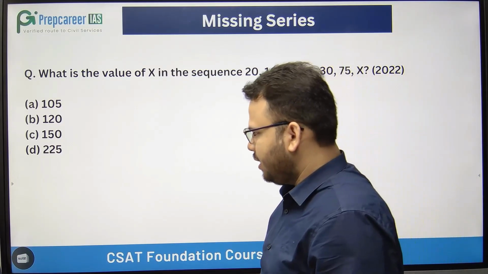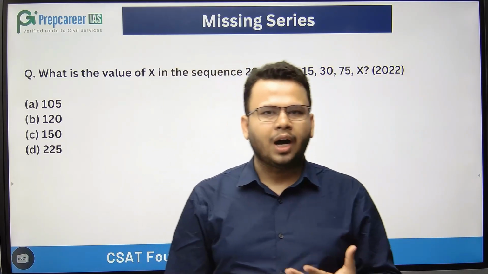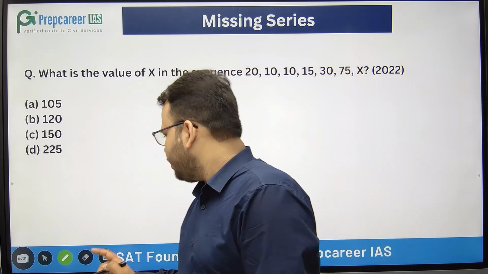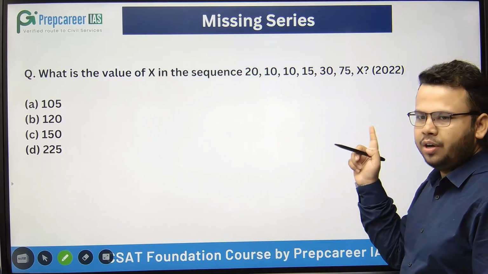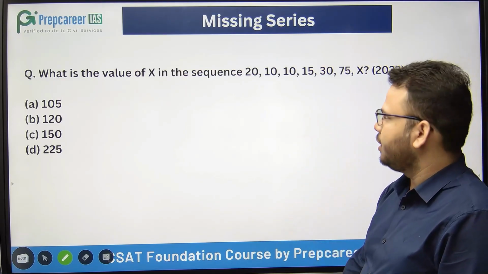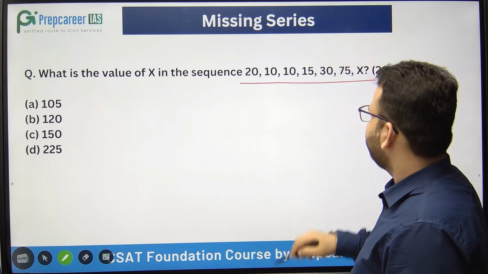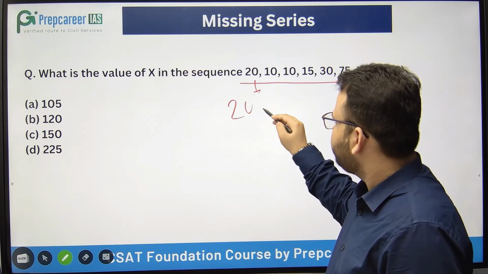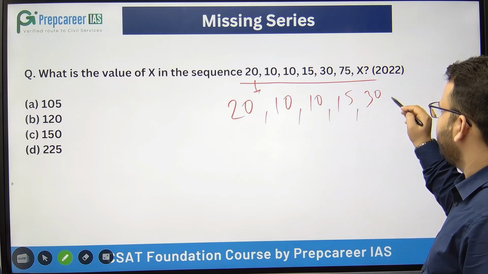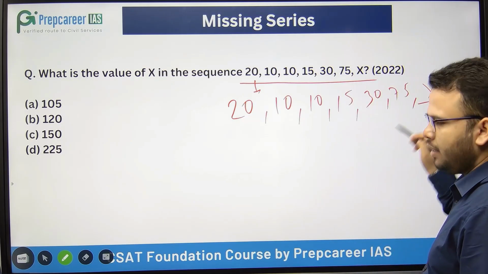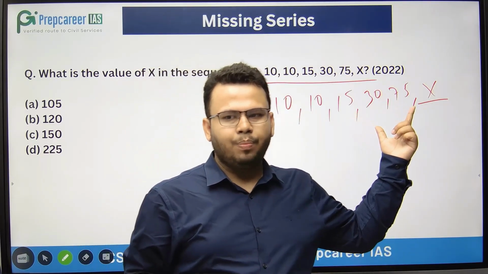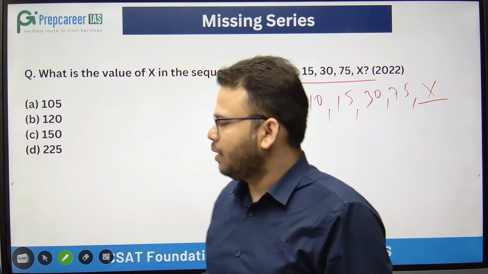तो ये जो missing series है, इससे UPSC keep on asking questions every year, right? For example, this question was asked by UPSC in 2022 prelims. 2022 के CSAT पेपर में this question was asked by UPSC. Now observe the pattern. 20, 10, 10, 15, 30, 75, and they have asked you to find out the missing term. At the place of x, what is going to be the number?